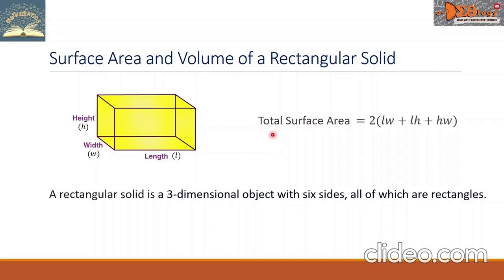The formula for total surface area is here. That is 2 times the quantity LW plus LH plus HW. For the volume, the formula is length times width times height.